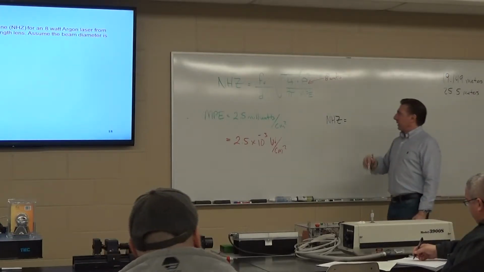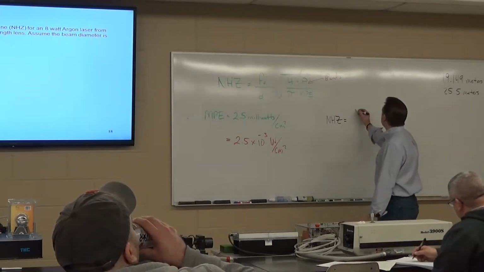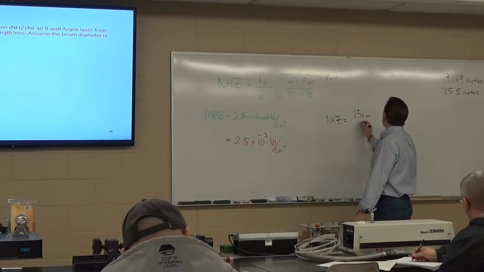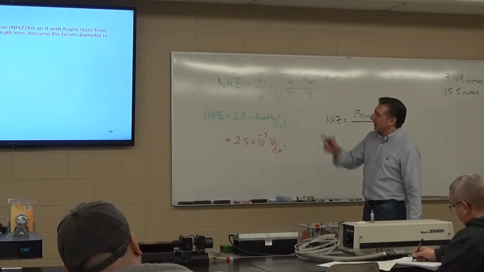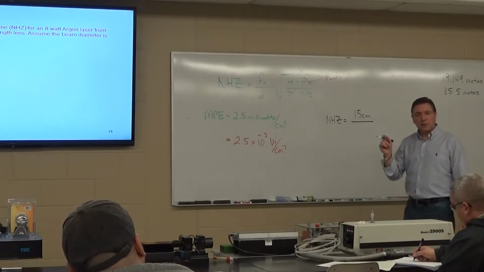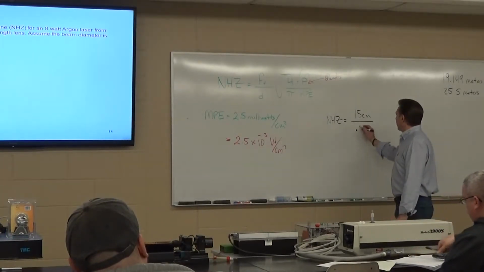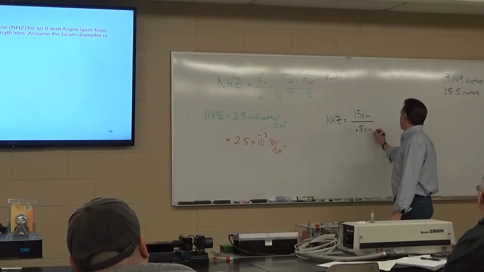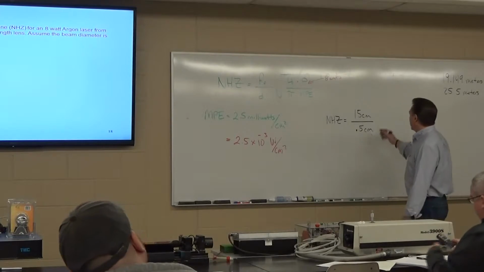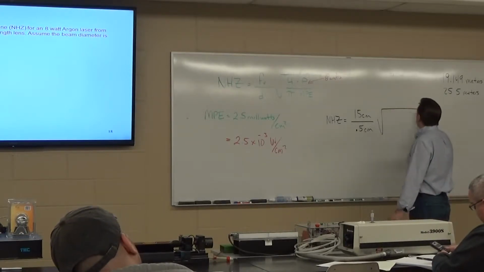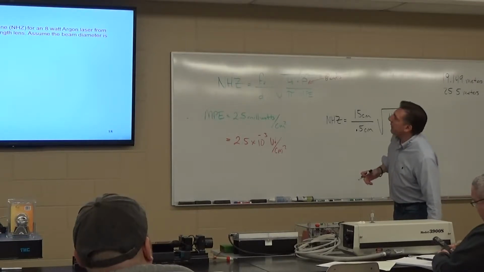All right, so let's figure this thing out. So focal length, 15 centimeters. We got 15 centimeters divided by the diameter, which is 5 millimeters. 5 millimeters is how many centimeters? 0.5, right? There's 10 millimeters in every centimeter, so this is 1/10. Okay, that times the square root of 4 times, what power do we have? 8 watts?